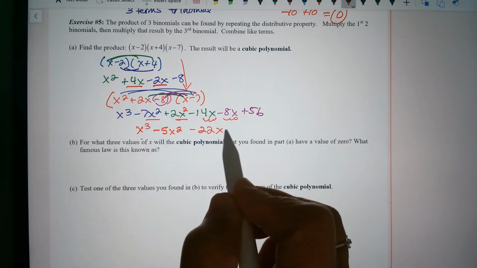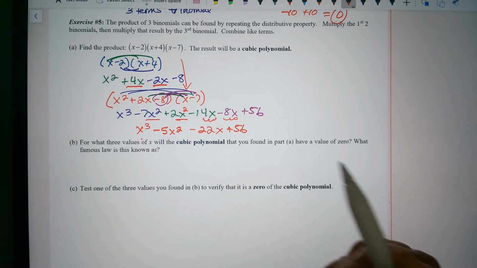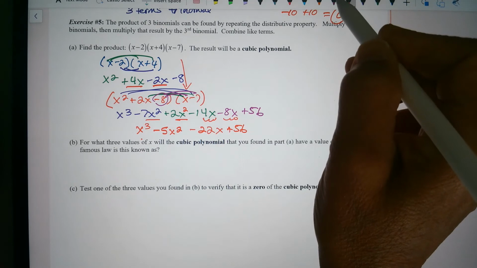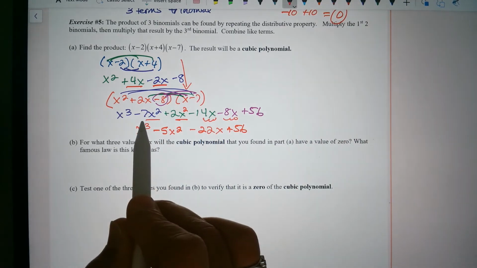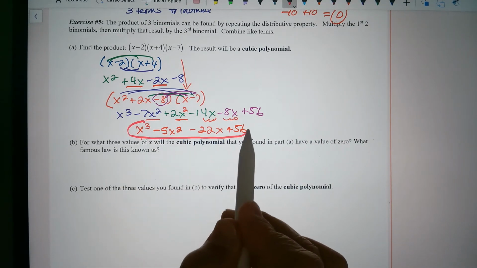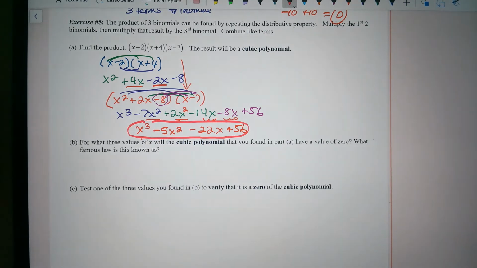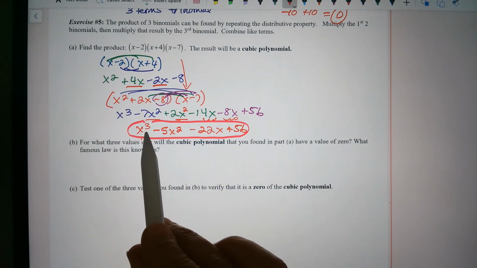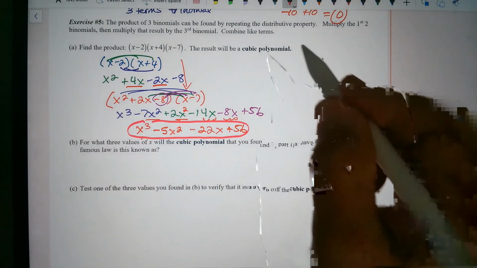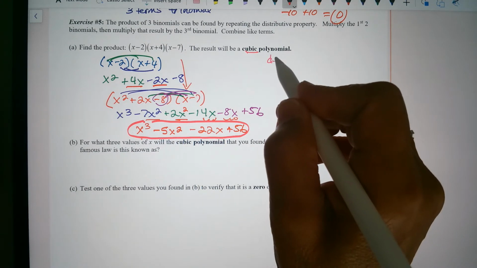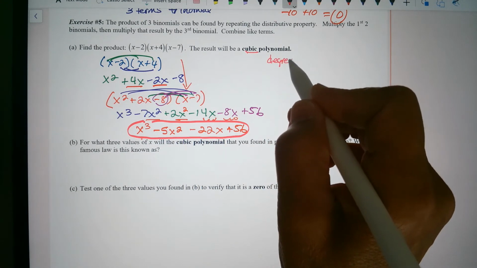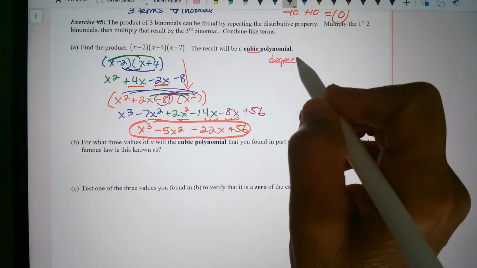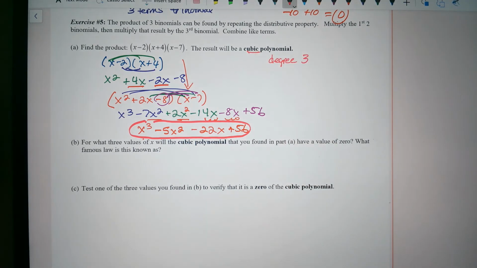And let's bring down the constant. So here we have our result in standard form. We've got x cubed minus 5x squared minus 22x plus 56. This is a cubic polynomial because it is degree 3. Cubic is degree 3, or third degree.